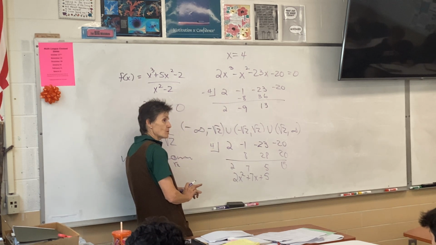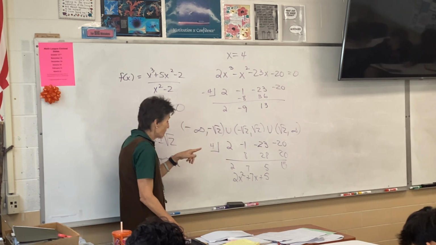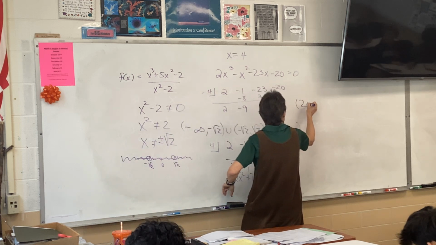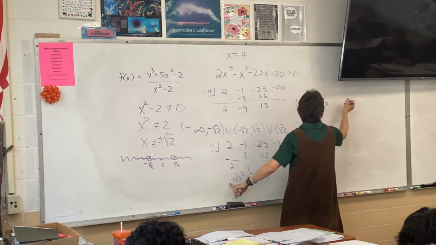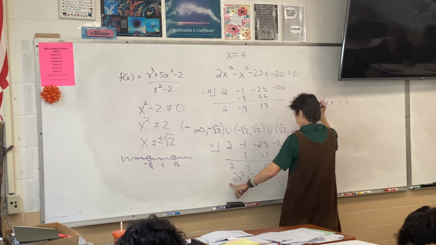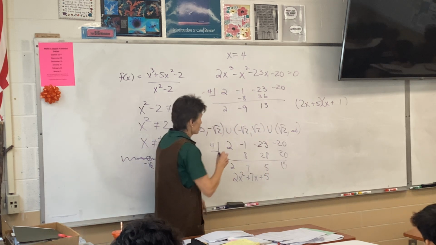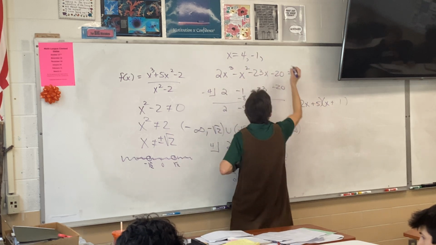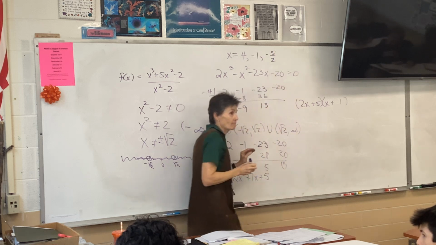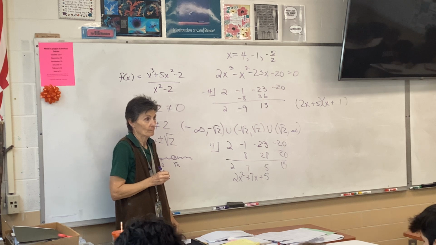Actually, I think that factors. Now, could we use the quadratic formula though? Yeah. Always, always. But I think that factors. 2x, oh, maybe not. Yeah, it does. 2x, x, 5 and 1. Yep. So my other two answers would be -1 and -5/2. Is that okay with everybody?